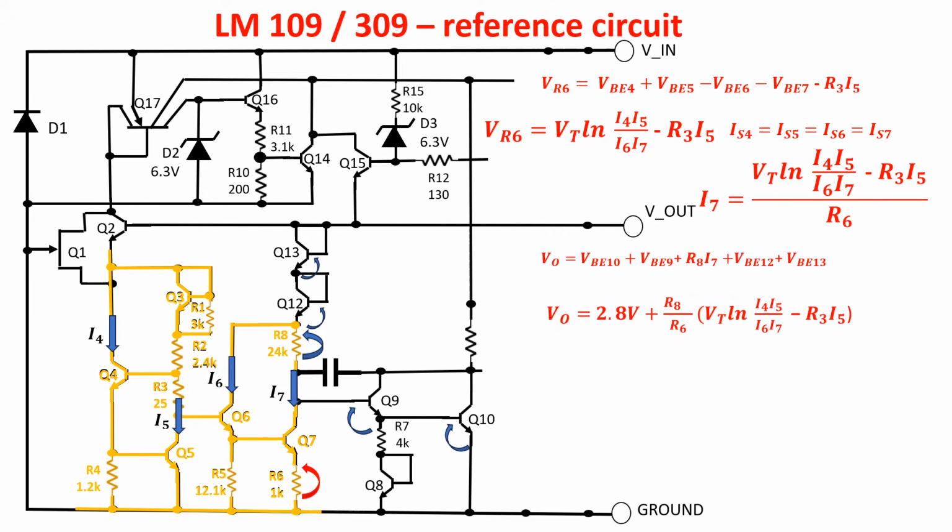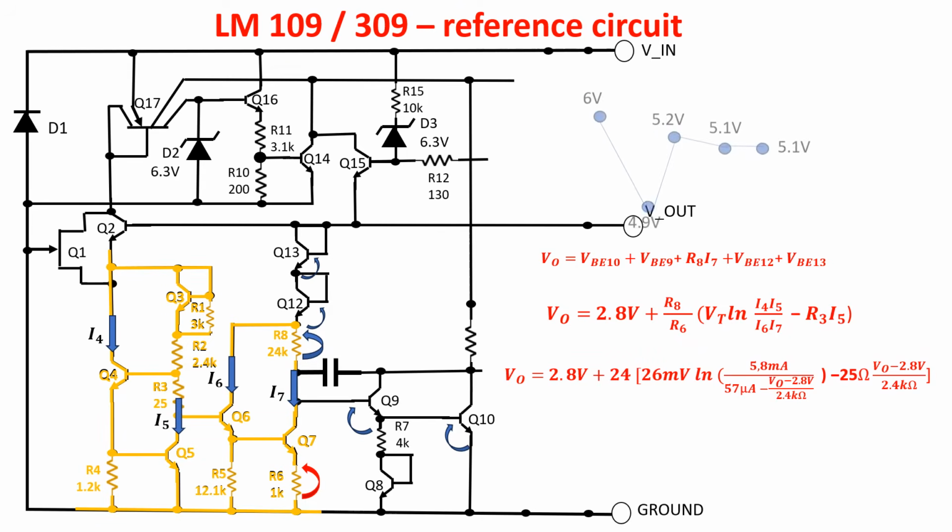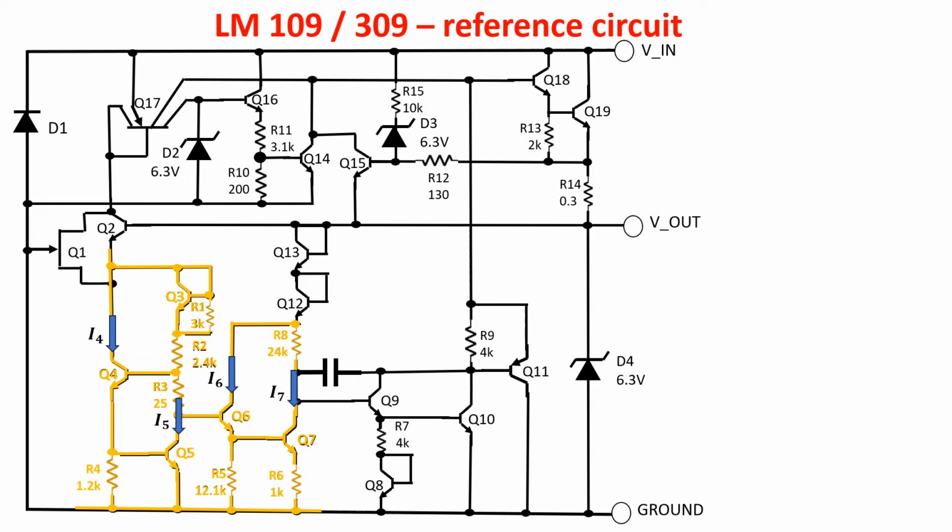Putting all the currents inside the formula, we get this equation as a function of Vout. We can solve this equation in an iterative way and get Vout equals 5.1 volts. This is an approximation. The real value is 5.05 volts. Anyway, we got that the output voltage is 5 volt and this means that the 4 VBEs are thermally compensated. Knowing Vout is easy to find the 4 currents.